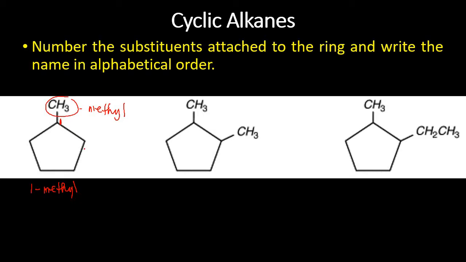So what's the name of our parent ring? Since our ring has 5 sides and 5 vertices, this is a 5 carbon atom ring. Okay, so if there are 5 carbon atoms, we know that this is pentane. But since it is in a ring type, we add the cyclo prefix. Okay, so 1 methyl and then the name of the parent ring, which is cyclopentane. So 1 methylcyclopentane.